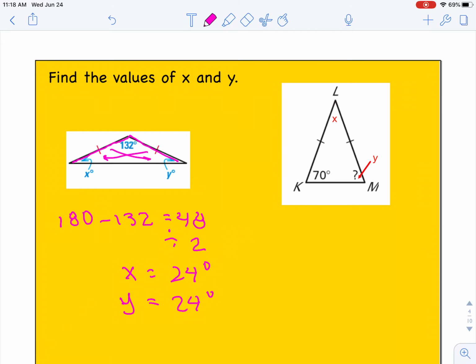In this next example, again, this is marked congruent. So we know the angles opposite them are also congruent. So that makes Y equal to 70 degrees. And now if we find X up here, we have to take 180 and subtract 140, the 70 and 70, and that gives us 40 degrees for X.